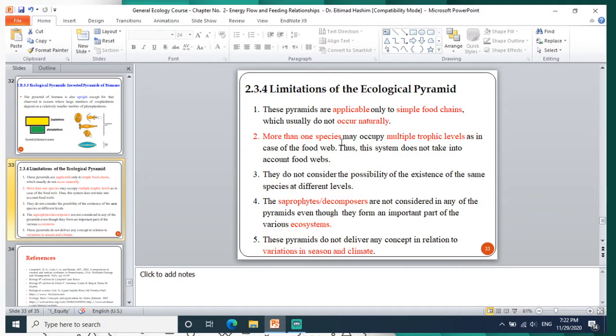Also, more than one species may occupy multiple trophic levels, as in the case of the food web. Thus, this system does not take into account food webs. Also, the pyramid system does not consider the possibility of the same species existing at different trophic levels. Also, the decomposers are not considered in any of the pyramids, even though they form an important part of various ecosystems. And also, those pyramids do not account for variation in season and climate. We know that living organisms differ in their biomass, in their reproduction, and in their amount depending on season and climate.